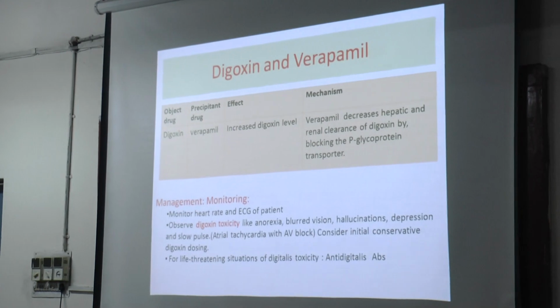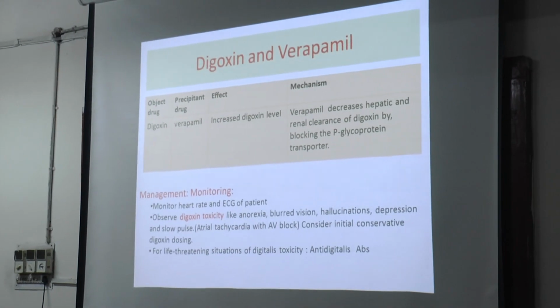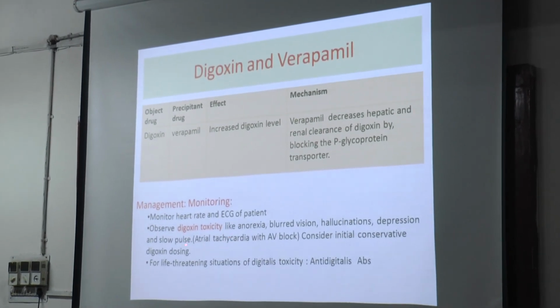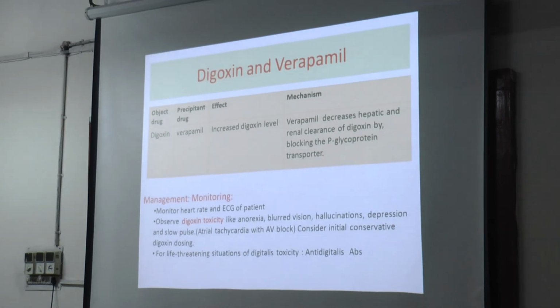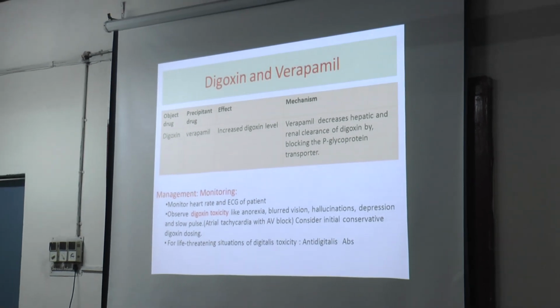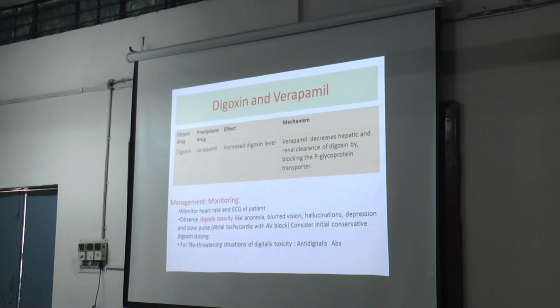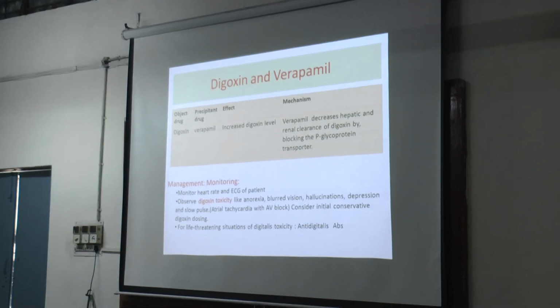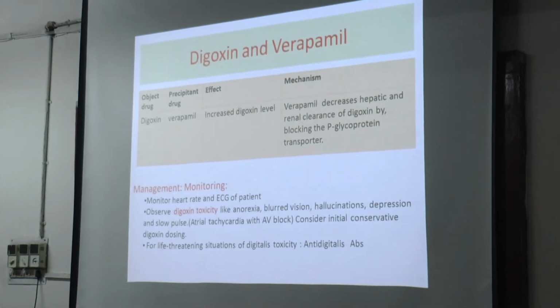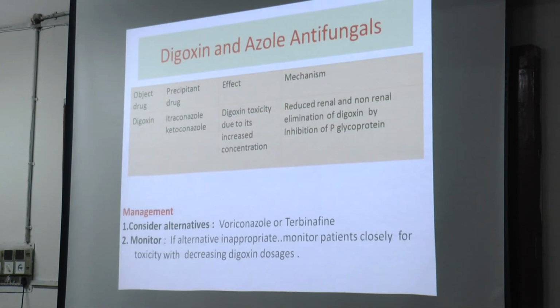We should look for digoxin toxicity, and if we need to prescribe both, we should go with a conservative digoxin dosage. If life-threatening cases occur due to digoxin toxicity, we can use anti-digoxin antibody.